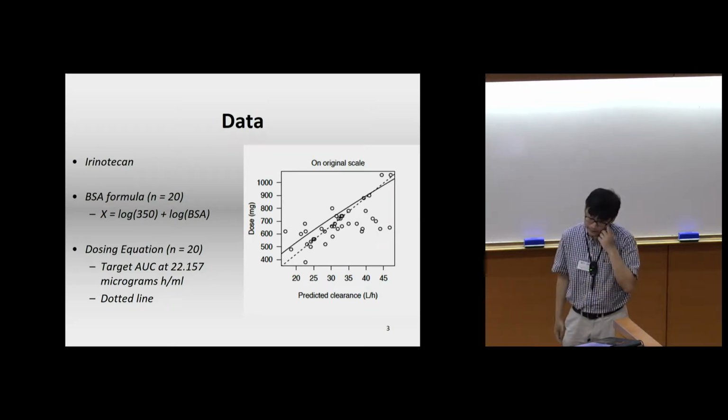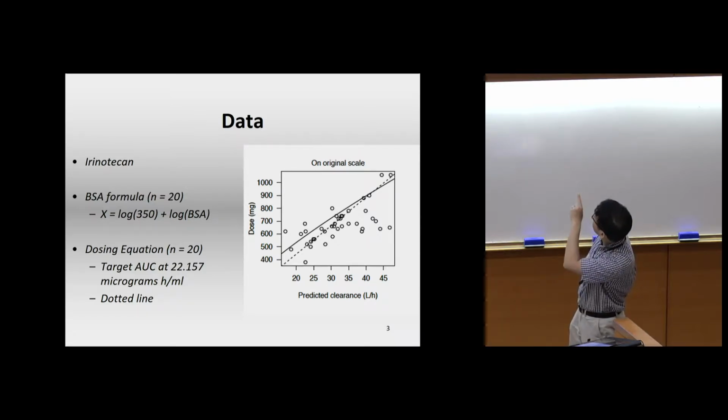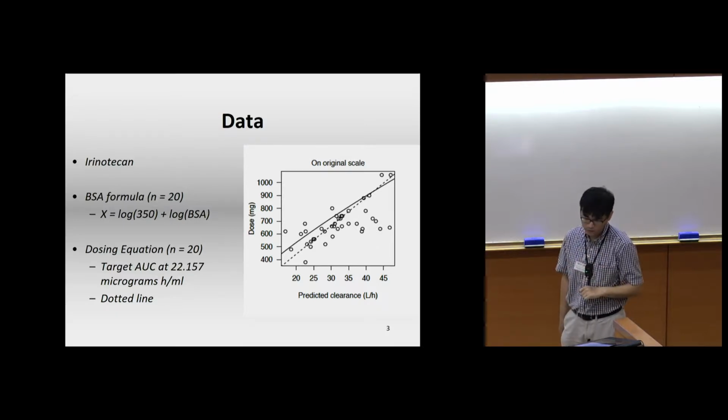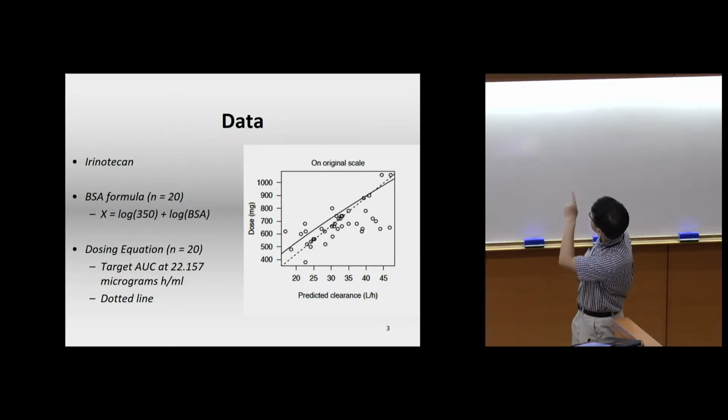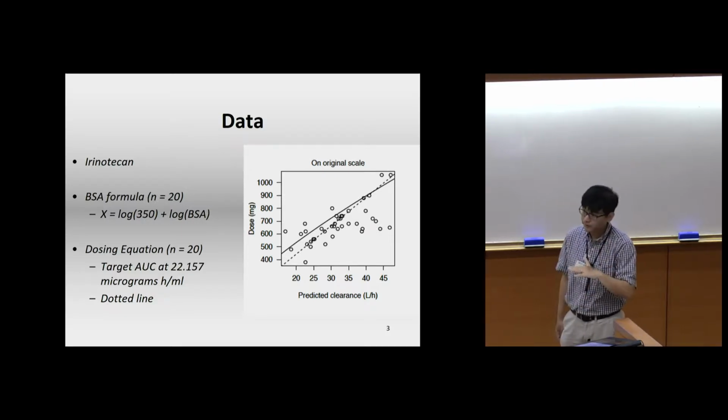In this study, there are 40 subjects. Half of the subjects were actually treated according to this dotted line. So you see there, each dot corresponds to a patient with the predicted clearance and then the dose given to the patient. And there should be 20 dots, 20 circles along the dotted line. So this is half of the study.